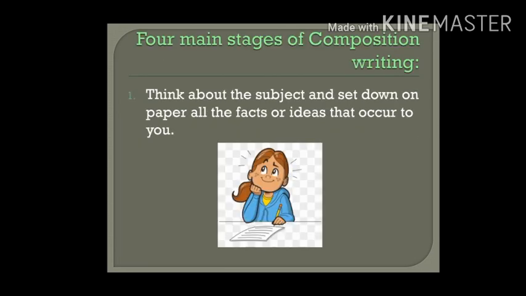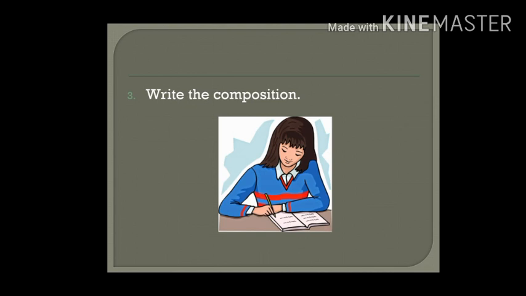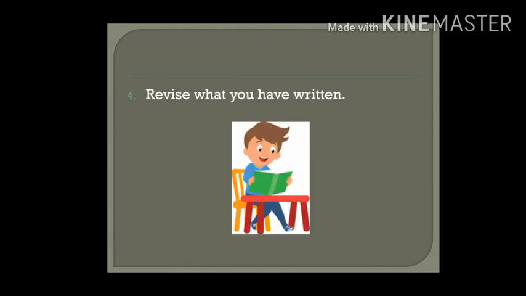The four main stages of composition writing are: think about the subject and set down on paper all the facts or ideas that occur to you. Secondly, arrange these facts in small units and then construct an outline for the composition. Then, write the composition. After that, revise what you have written.